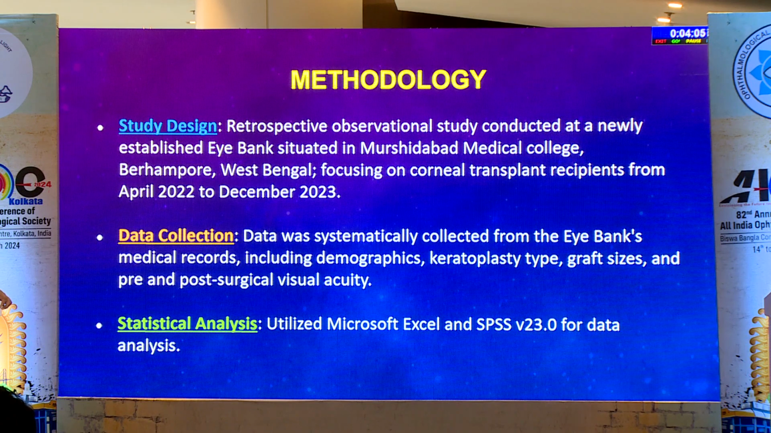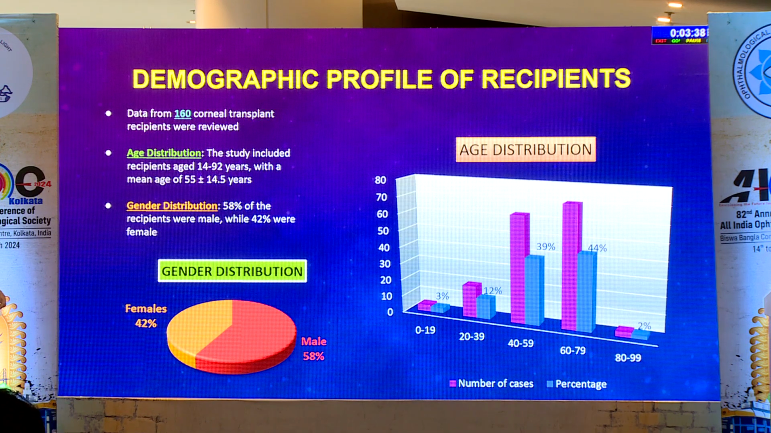This is our retrospective observational study conducted at a newly established eye bank at outreach level in West Bengal, focusing on corneal transplant recipients from April 2022 to December 2023. Data was systematically collected from the eye bank's medical records, preoperative and postoperative, including demographics, keratoplasty types, and graft size. We have studied 160 corneal recipients from the very onset. Within the age group of 14 to 92 years, 58% of the recipients were male, while 42% were female.